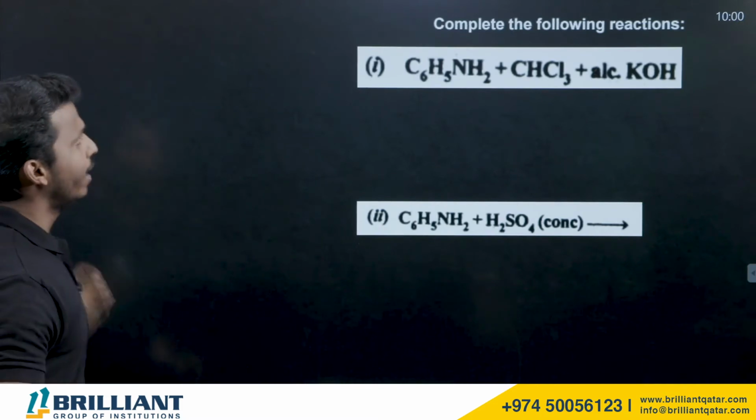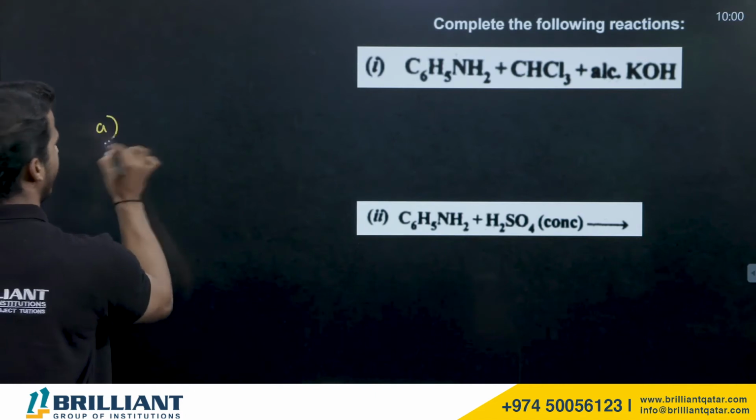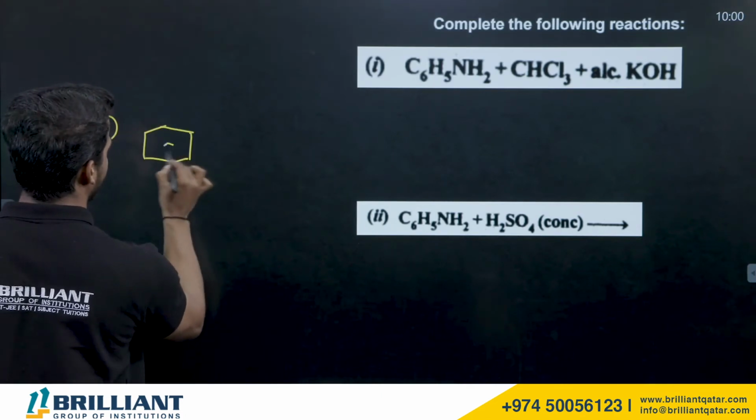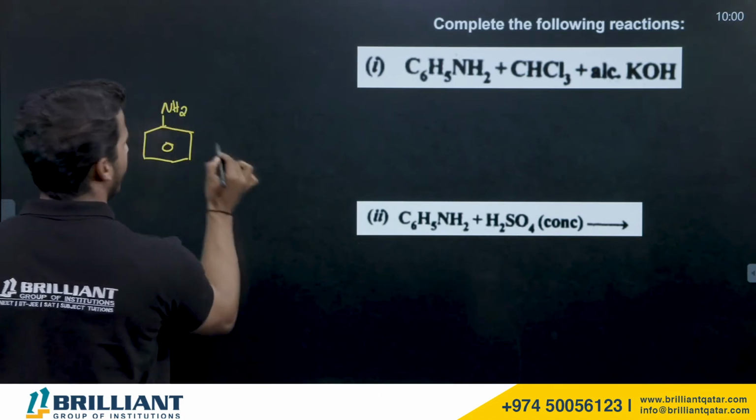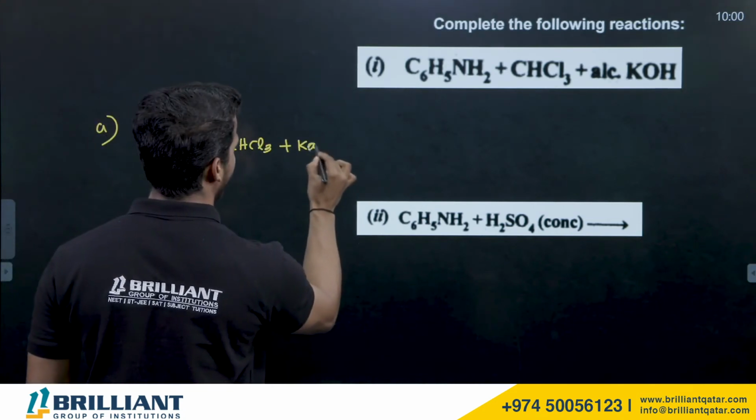Clear all of you? Next one. Complete the following reactions. Question A: C6H5NH2, that is nothing but aniline, is treated with chloroform, CHCl3, and alcoholic KOH.